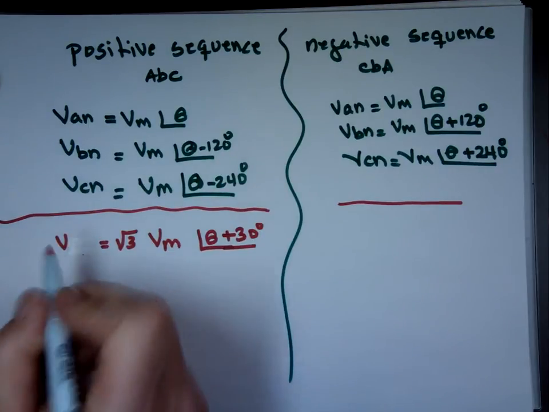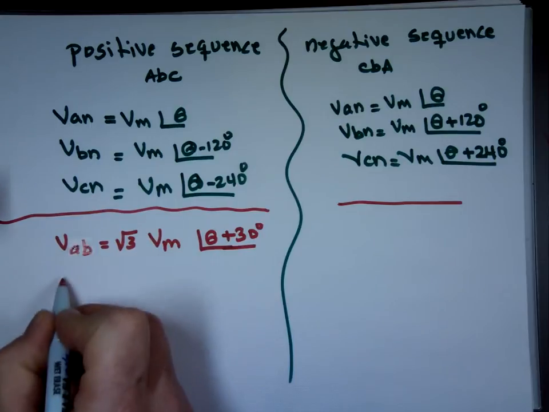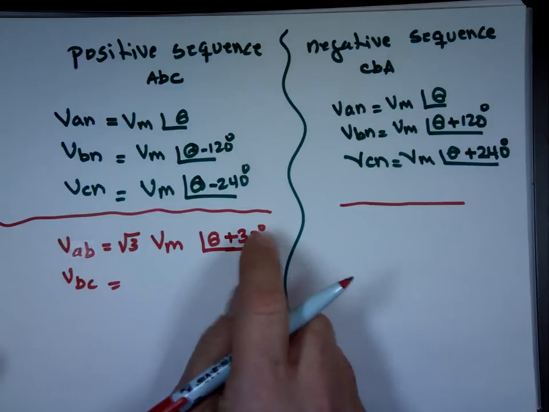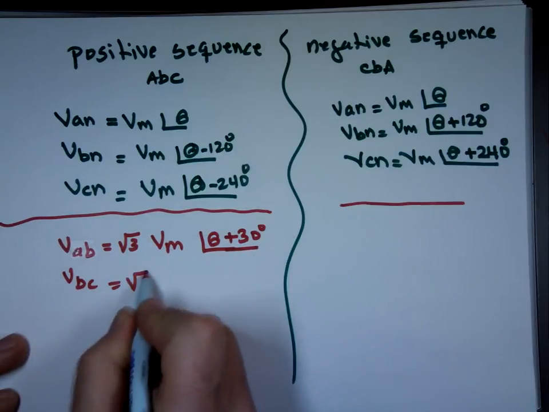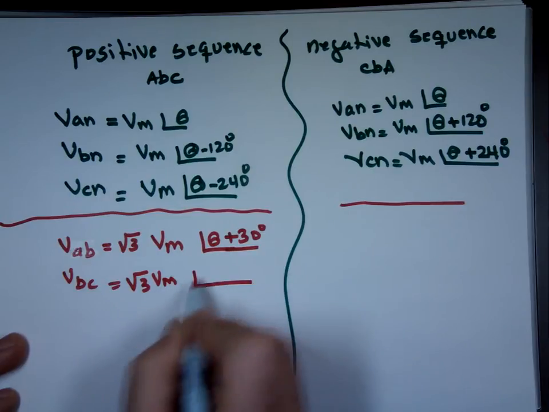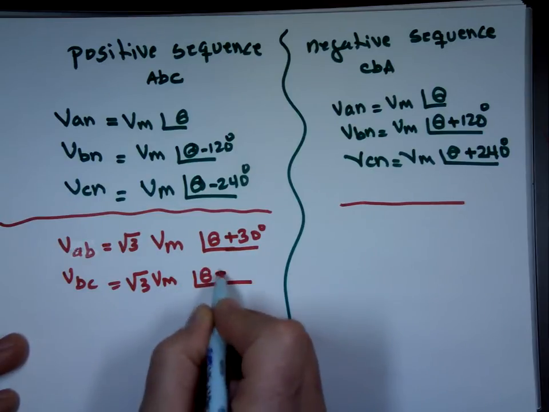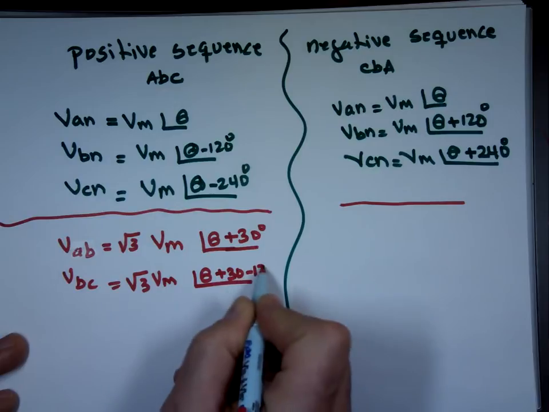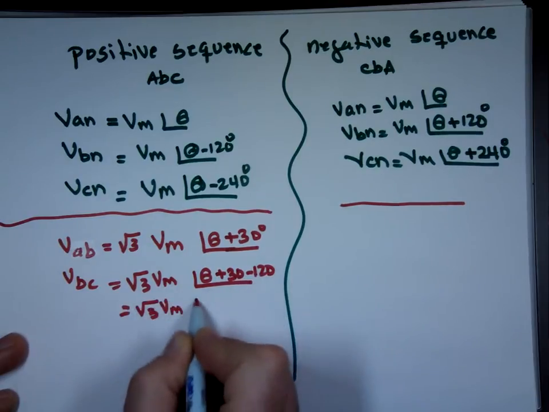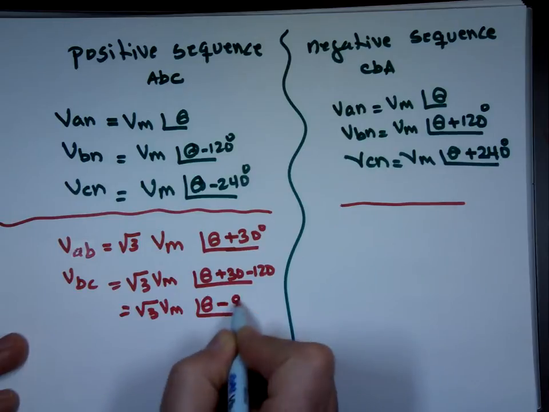This is VAB. VBC is going to be this one, except now you're going to subtract 120 from it. So whatever this one is, subtract 120 from it, that will make it theta plus 30 minus 120, which is theta minus 90 degrees.